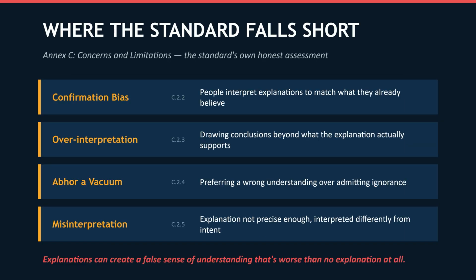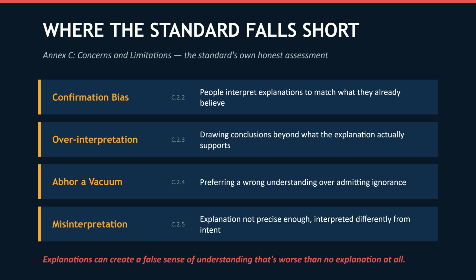Now, to be completely honest, ISO 6254 has some limitations, and remarkably, the standard itself acknowledges them in Annex C. Annex C.2 warns about 4 cognitive biases that explainability can actually trigger. Confirmation bias: people see an explanation that matches their expectations and assume it's correct. Over-interpretation: drawing conclusions beyond what the explanation supports.